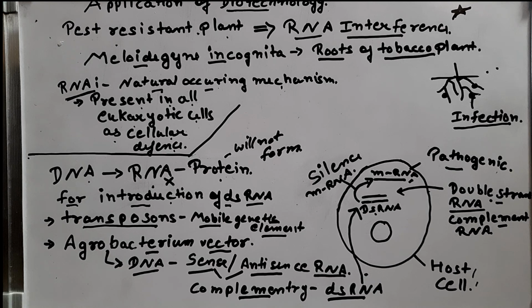Now I am summarizing all the points related to RNA interference. RNA interference is a naturally occurring mechanism. It is present in all eukaryotic cells. RNA interference means double-stranded RNA silences the mRNA introduced by the pathogen, and the double-stranded RNA is introduced by the Agrobacterium vector, which introduces DNA that contains both sense and antisense RNA, forming double-stranded RNA. So this is the complete summary of this video, RNA interference.